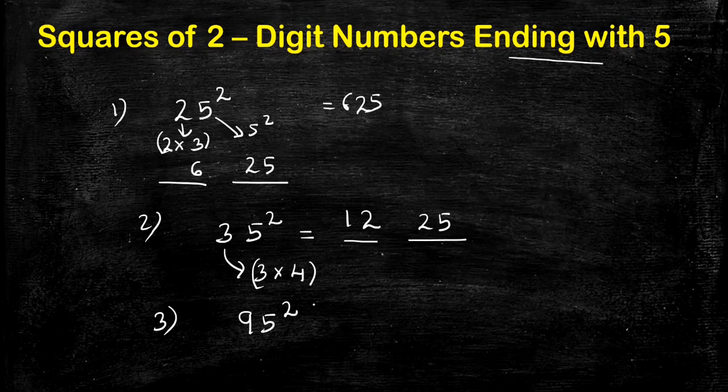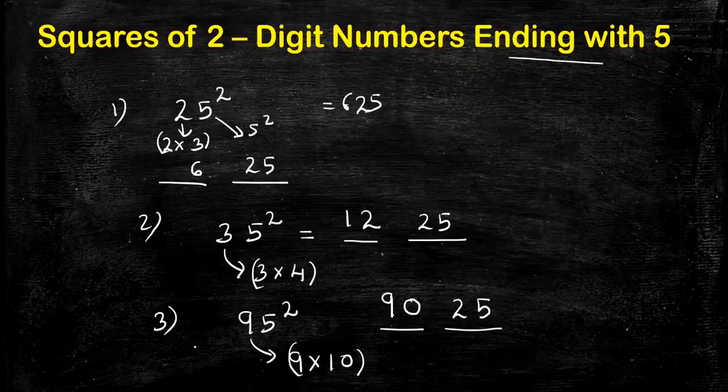Let's take one more example, 95 square. In this case again, we will have two parts. Here it would end with 25, and in this part I will have 9 into the next number, which is 10. That is 90. So 95 square would be 9025. Please note that this technique is applicable only to find squares of 2-digit numbers that end with 5.